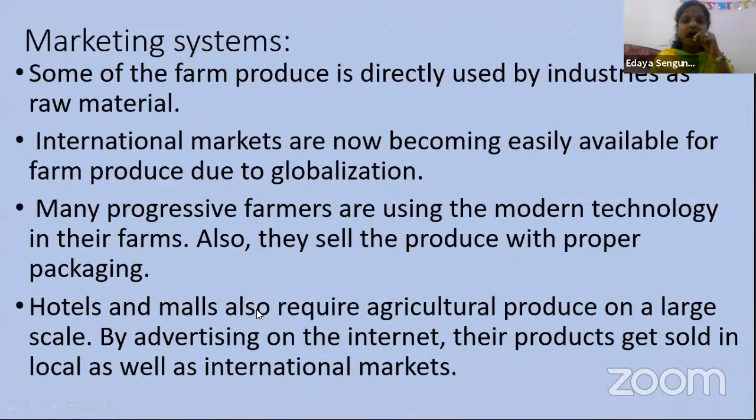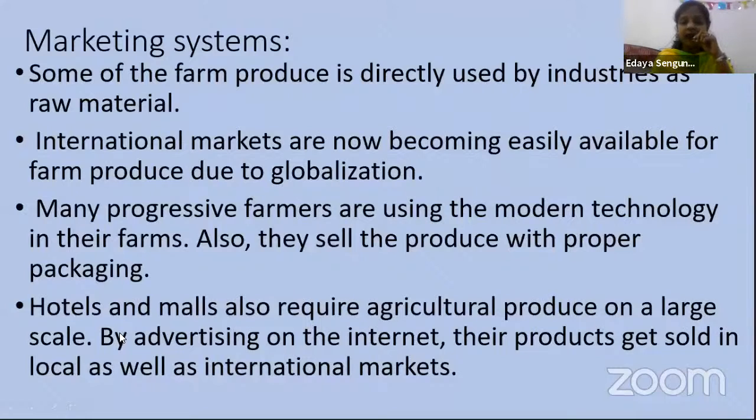Hotels and malls also require agricultural produce on a large scale. By advertising on internet, their products get sold in local as well as international markets. So as we have just seen, customer means not only the common public who are living in the house buying this agricultural product. Hotels and malls also need agricultural product. So agricultural products are sold on large scale to them too.